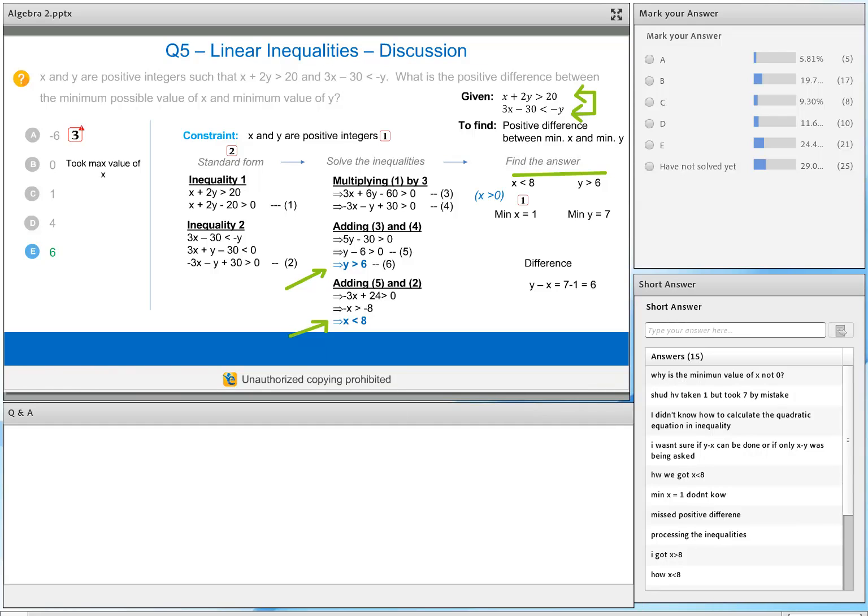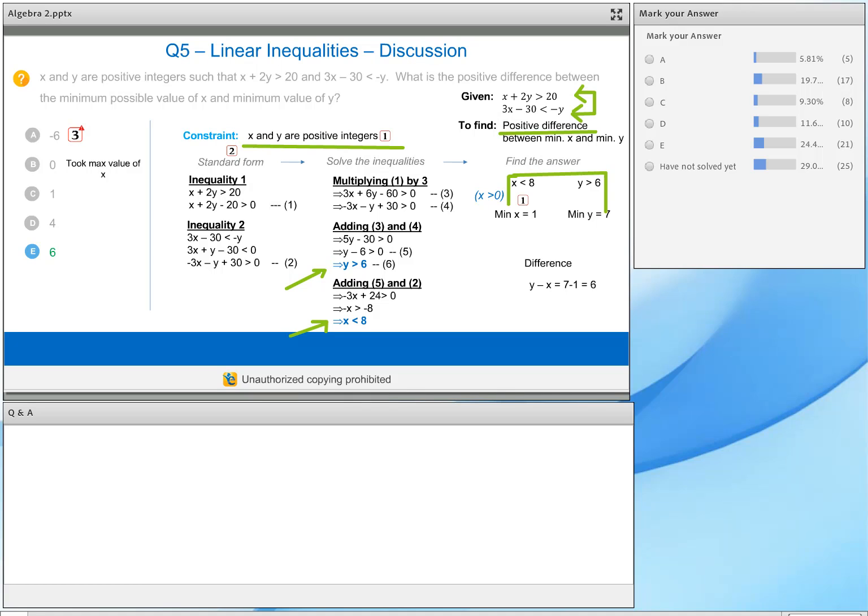For those of you who were not able to get from the solution of the ranges to the minimum values of x and y, keeping in mind the constraint that x and y are positive integers, the feedback is that you need to be able to identify the constraints properly and apply them. And for those of you who were not able to understand the positive difference, you need to translate the language in the question statement into proper mathematical form. So there are three main faltering points here.